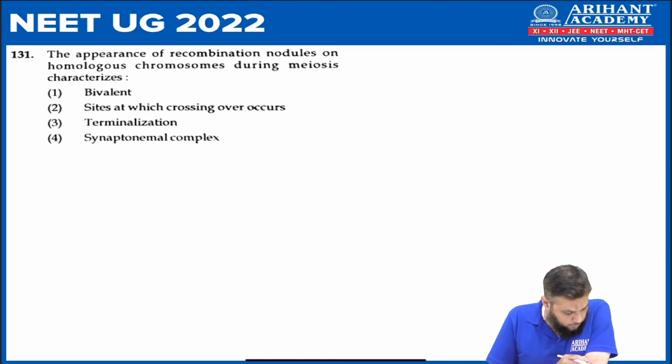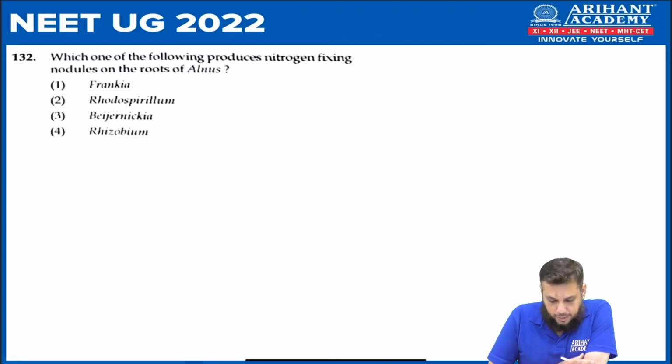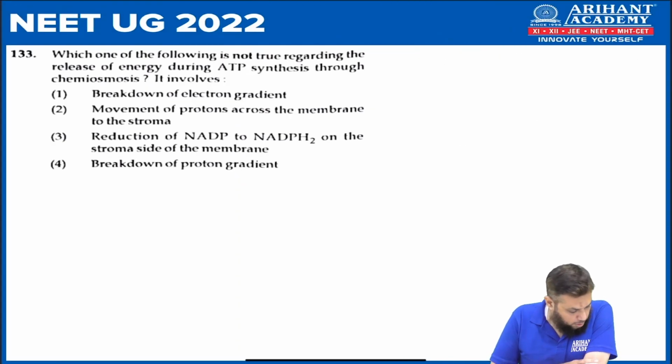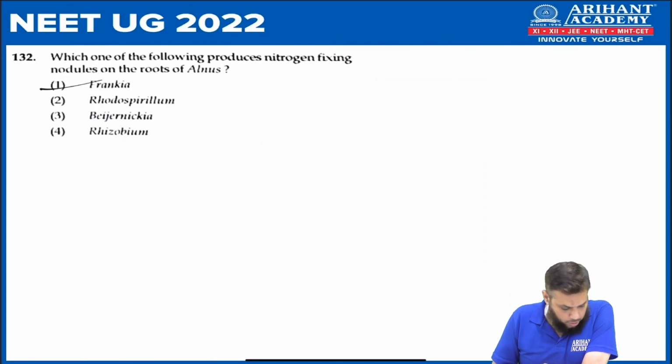131. The appearance of recombination nodules, now this is from the chapter cell division, on homologous chromosomes during meiosis characterizes the sites at which the crossing over will take place. So for 131, we'll go with the answer 2. These are those places where there will be crossing over, exact line from the NCERT text. 132, mineral nutrition. It was asked previously also. Which one of the following produces nitrogen fixing nodule on the roots of Alnus? It is going to be Frankia. Direct answer for 132.